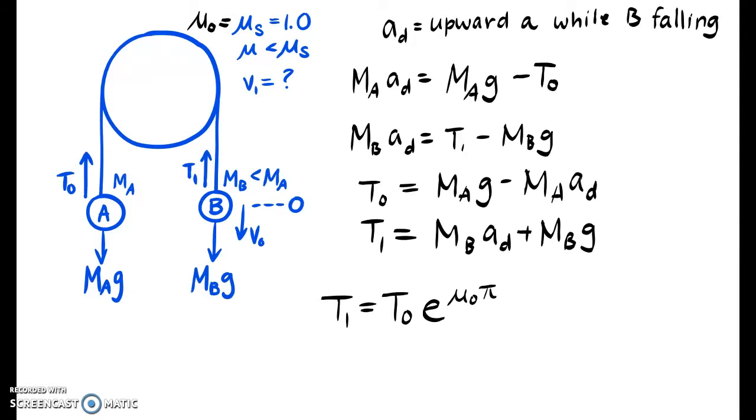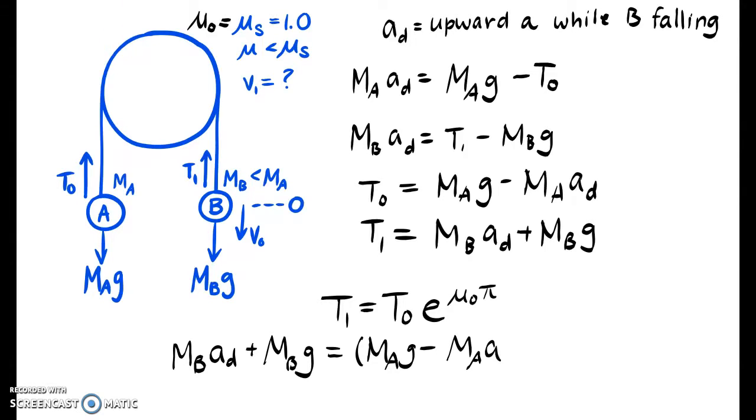It's moving clockwise, since we give B an initial velocity downwards, and friction is going to work in the opposite direction. So we have this equation. Now we can plug in what we know T0 and T1 to be into our equation, so we get that MB times AD plus MB times G is equal to T0, which is MA times G minus MA times AD times e to the mu 0 pi.